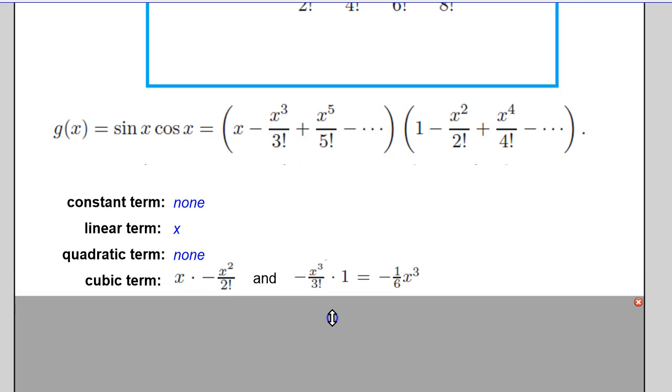But let's take a look at the cubic term. Now, there are two cubic terms involved: x times an x squared, and then there's an x to the third times 1.